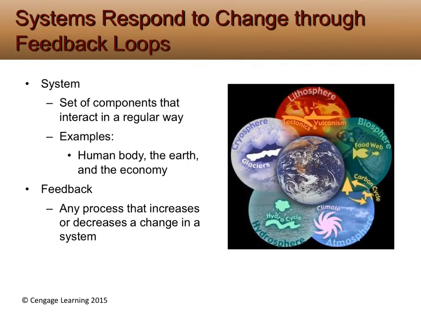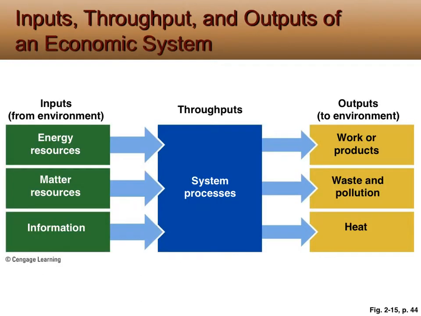A system is a set of components that interact in a regular way. For example, the Earth. If you look at the picture on the right, we've got the Earth in the middle. We've got glaciers, we've got the lithosphere, which is tectonic activity, volcanism, and the biosphere. Bio means living, the living parts of our Earth. Our atmosphere, our hydrosphere, our lithosphere, all that stuff working together in a complete system, and they need to function in balance. Feedback, we'll hit in a second, is any process that increases or decreases a change in a system.